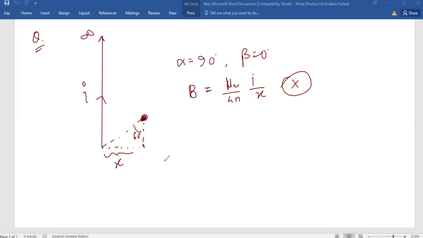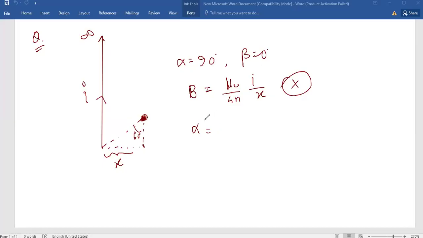Sir, in that case, I think it would be mu naught I by 4 pi x times of half plus 0, no, sir? What is alpha and beta? You just tell me alpha and beta. That is enough. Alpha is 30, beta is 90. I don't get it, I'm confused about alpha and beta.